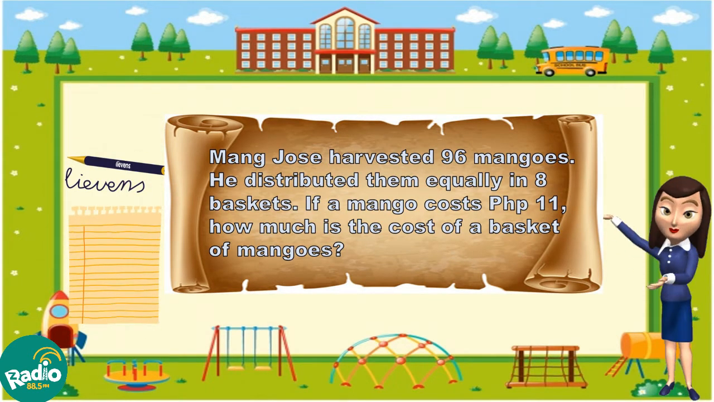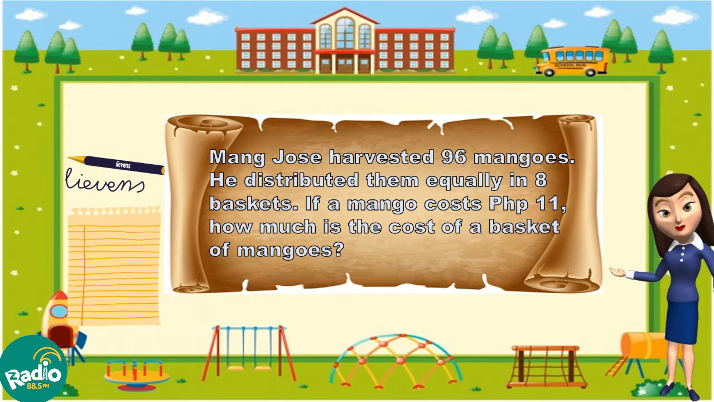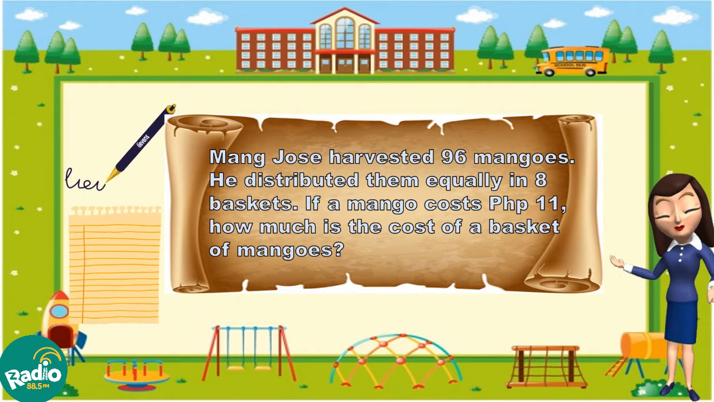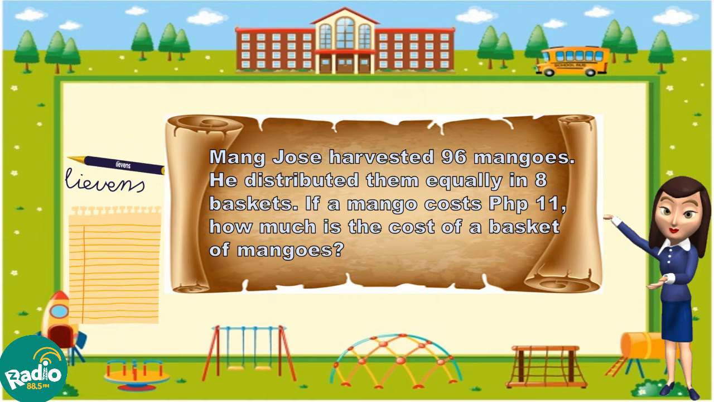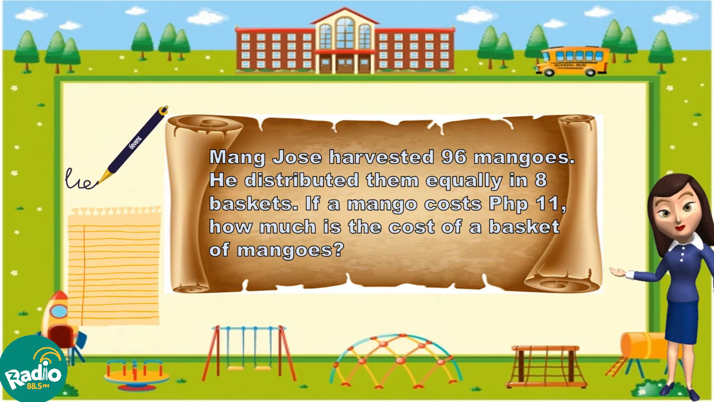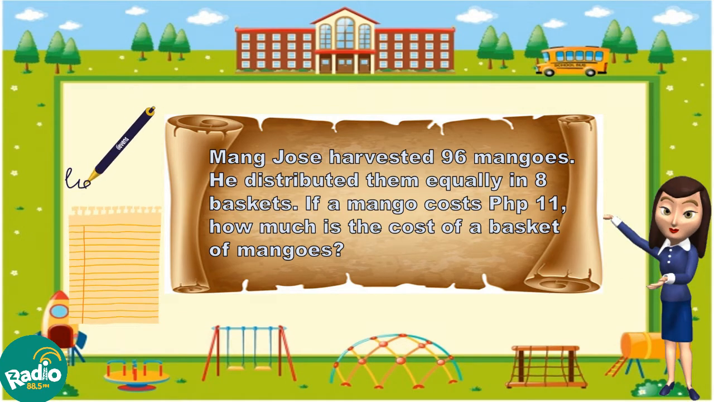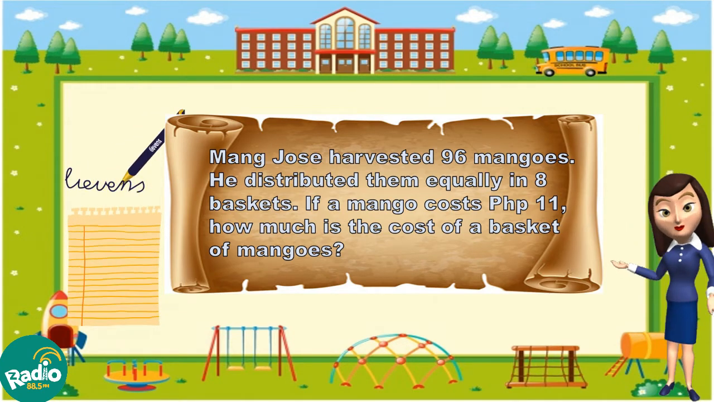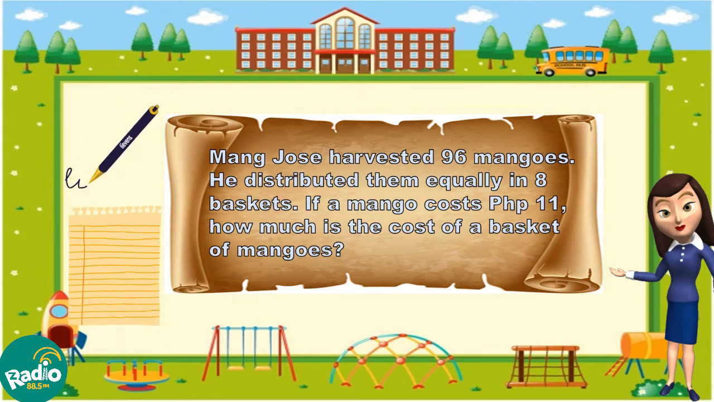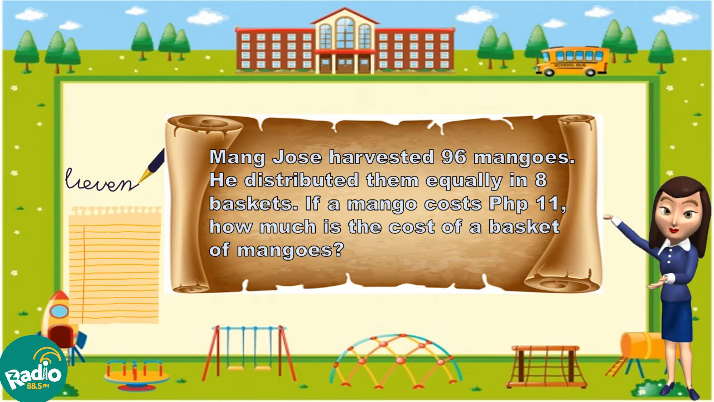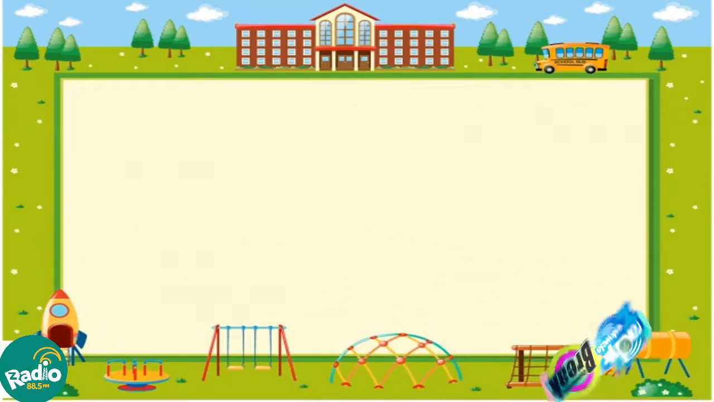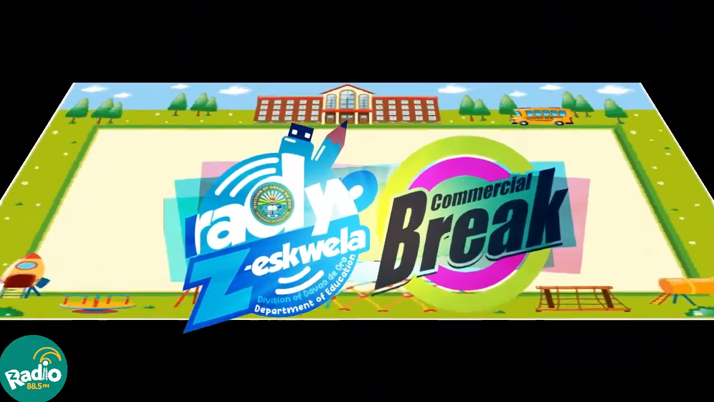Mang Jose harvested 96 mangoes. He distributed them equally in 8 baskets. If a mango costs 11 pesos, how much is the cost of a basket of mangoes? Do it now and follow the steps that I taught you, because after a short break, we will find out if your answer is correct.